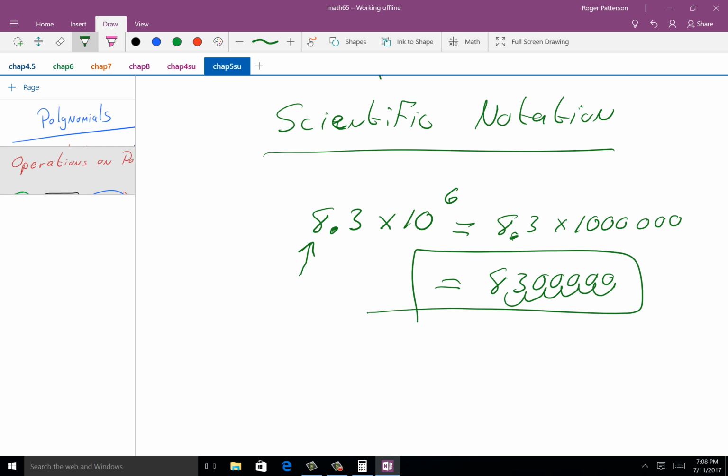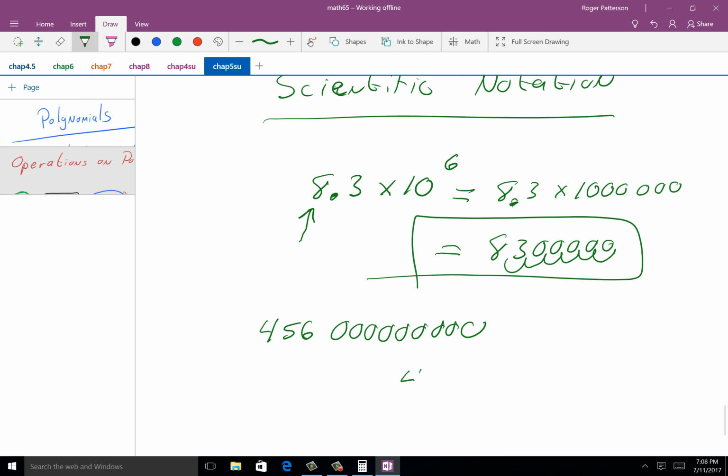In the other sense, if we have 4, 5, 6, and a whole bunch of zeros, to write this in scientific notation, I can only have one number to the left, 4, 5, 6. So here's my decimal point. 1, 2, 3, 4, 5, 6, 7, 8, 9, 10, 11, times 10 to the 11th. All right?